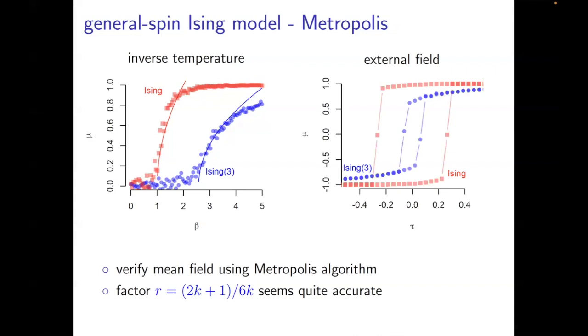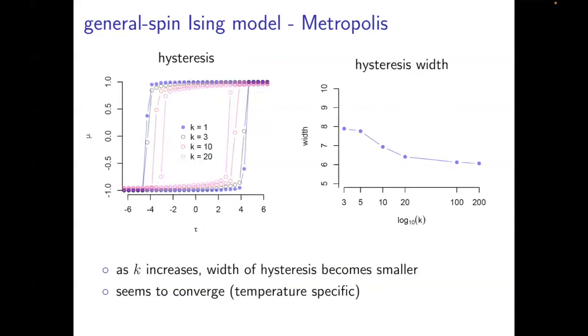But now there's an interesting phenomenon: by increasing the k, you decrease the width of the hysteresis. So that also seems interesting, and you looked at this a little bit further, and you see that it indeed goes here. So it closes a little bit, but it seems to converge to some point. But of course, this depends also on the temperature that you have. So the width also depends on the temperature. So for a fixed temperature, you get these kinds of figures.